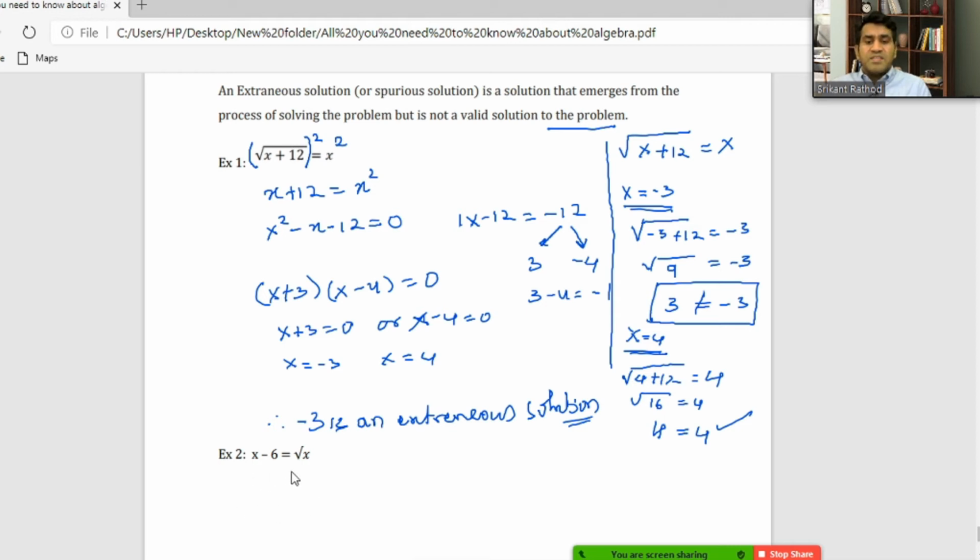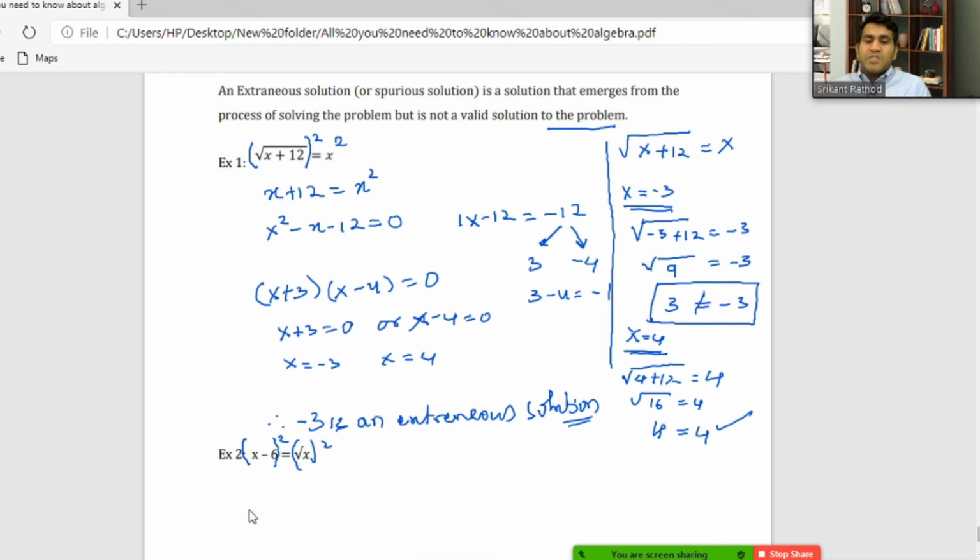x minus 6 is equal to root x. Again, to get rid of this square root, we have to square it on both sides. This is your original expression, and you are squaring it. Then this expression becomes (x minus 6) whole square.